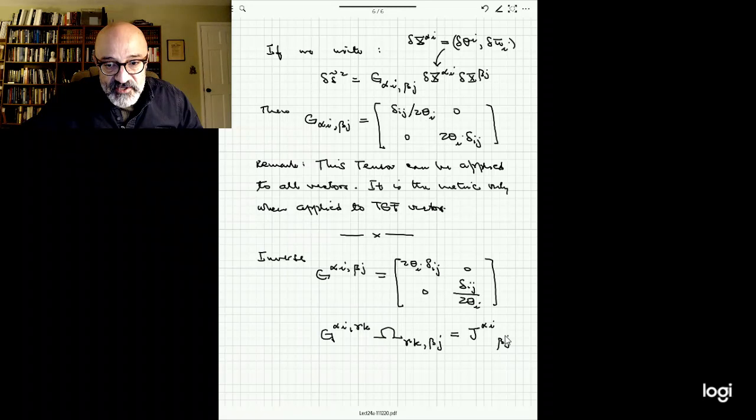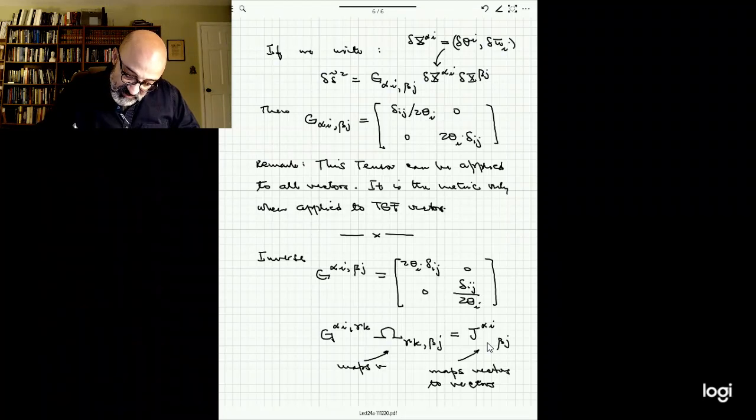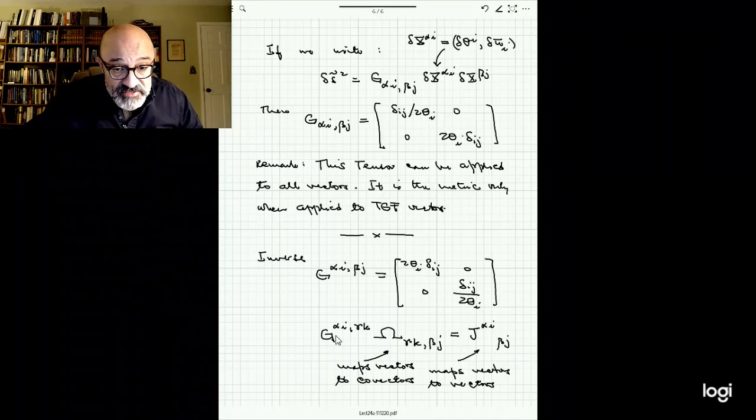It's mixed. When this object here acts on vectors, it contracts the lower index with the upper index of the vector, it produces another vector. So this is a tensor that maps vectors to vectors. This guy here, on the other hand, maps vectors to covectors. This one here maps covectors to covectors. The metric tensor itself maps vectors to covectors, just like the symplectic form.